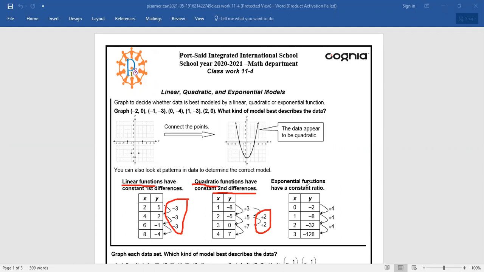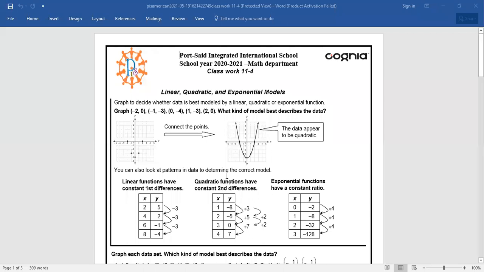With exponential, we don't have a constant first difference or second difference. With exponential, we multiply, like you see in the example in front of you. Negative 2 times 4 is negative 8. Negative 8 times 4 is negative 32. And negative 32 times 4 is negative 128. Can anyone tell me from where we found multiply 4?